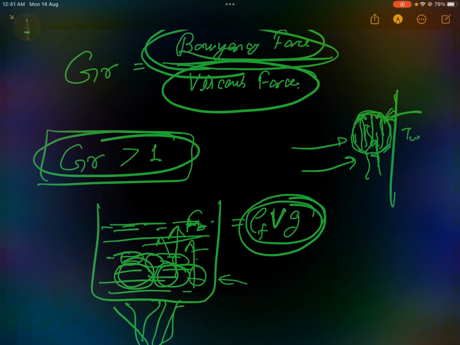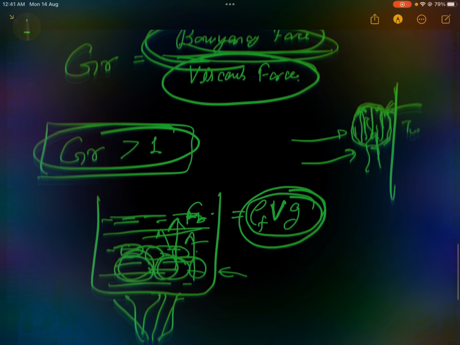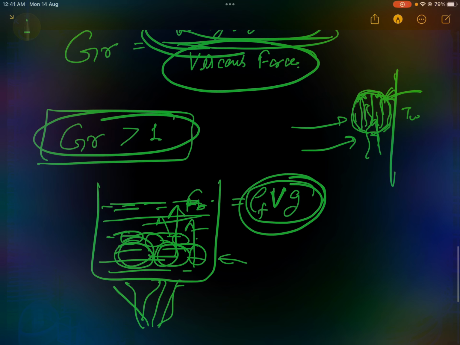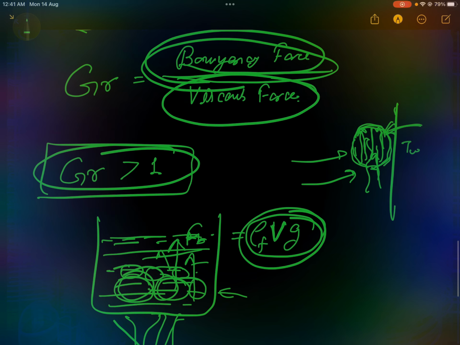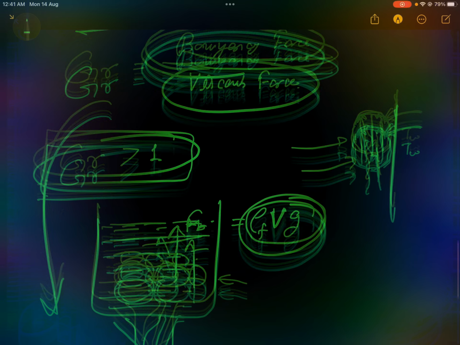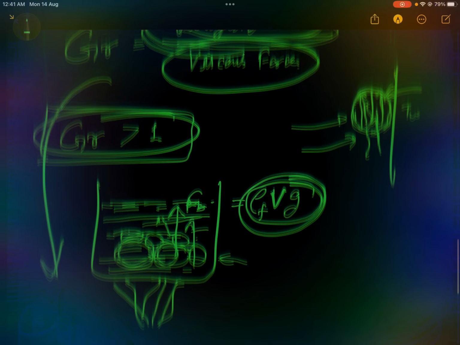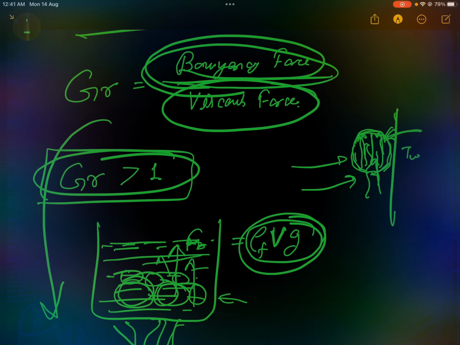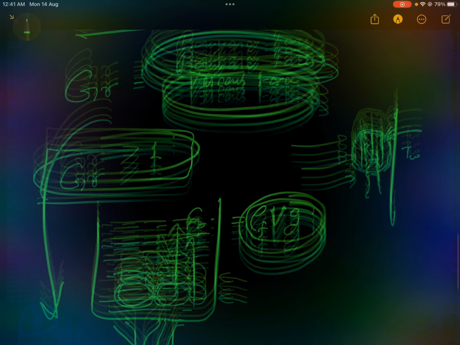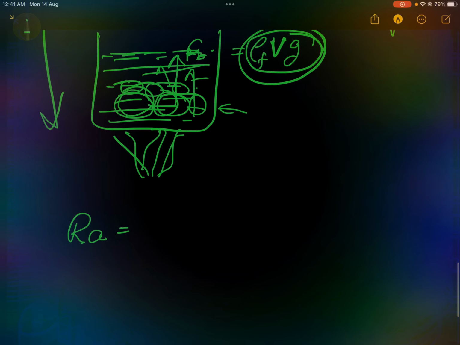Fine. So similarly, there is one more number. This other number is somewhat an extension of the Grashof number, because it also relates the thermal effect. In the Grashof number, we are comparing the buoyancy force to the viscous force, but in the case of the Rayleigh number, we are comparing the buoyancy force to the viscous force and to the thermal diffusion.